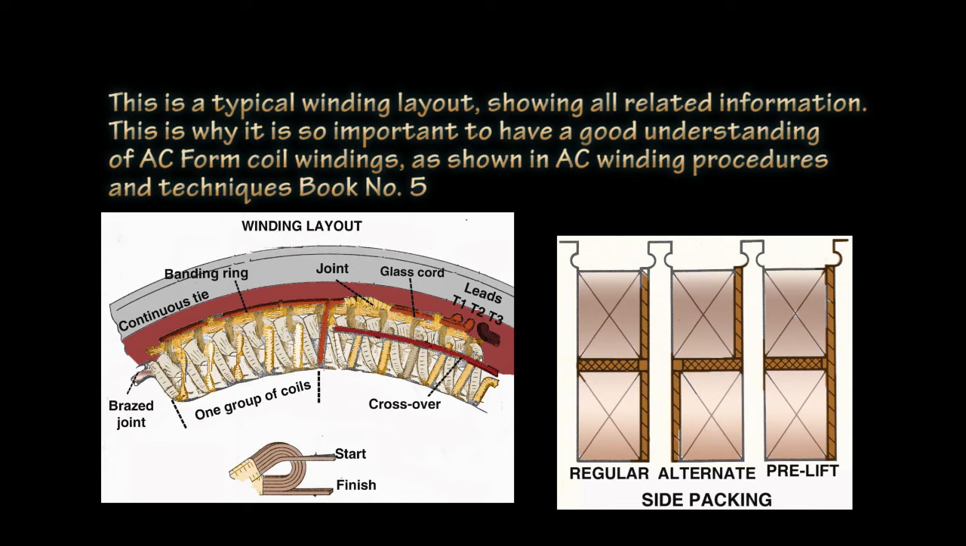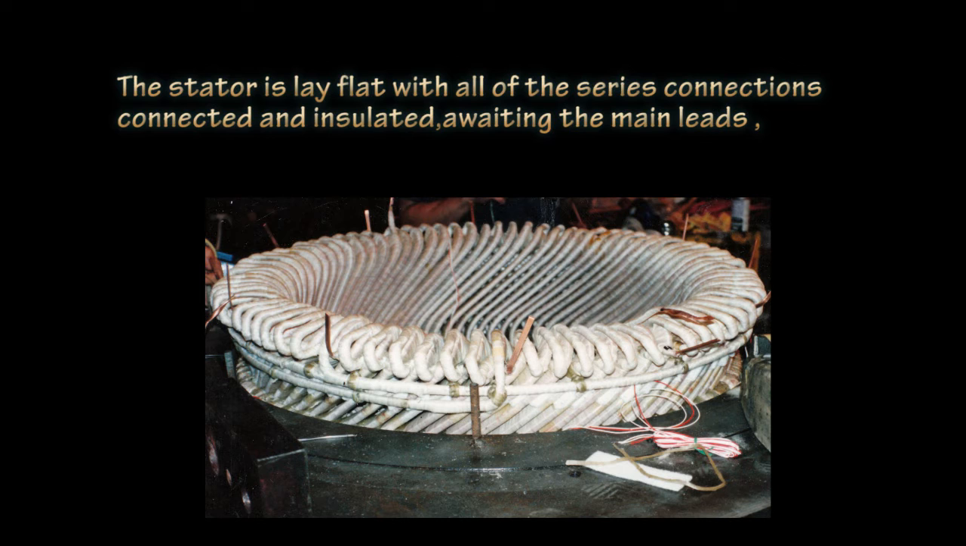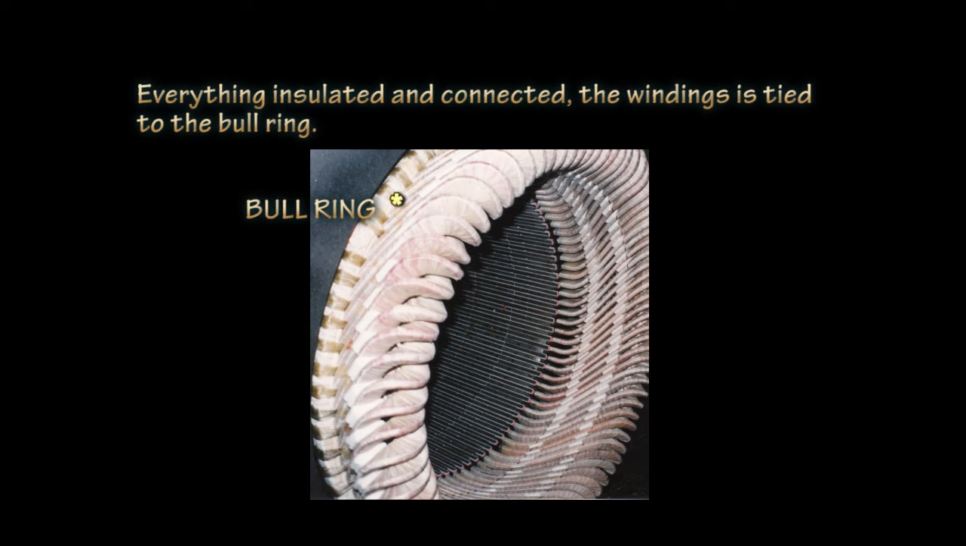This is why it is so important to have a good understanding of AC form coil windings, as shown in AC Winding Procedures and Techniques, Book 5. A typical form coil winding, with all of the coils installed ready to connect, using the procedures outlined in Book number 5. The stator is laid flat and has the series connections welded and insulated, awaiting the main lead. Everything connected and the winding is tied to the bull ring.